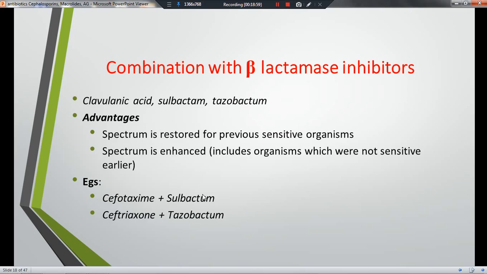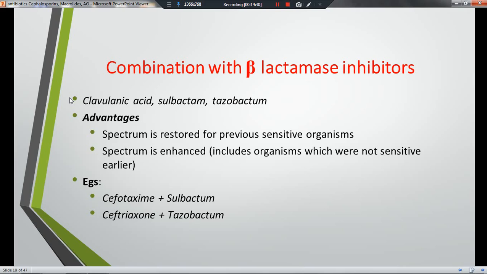Examples of combinations are cefotaxime plus sulbactam, ceftriaxone plus tazobactam, etc. Okay, so that much is about cephalosporins. You should know the classification with examples, 2 examples in each class. Then you should know the mechanism of action, that is cell wall synthesis inhibitor by combining with transpeptidase or penicillin binding proteins. Mechanism of resistance is by producing beta-lactamase enzyme.